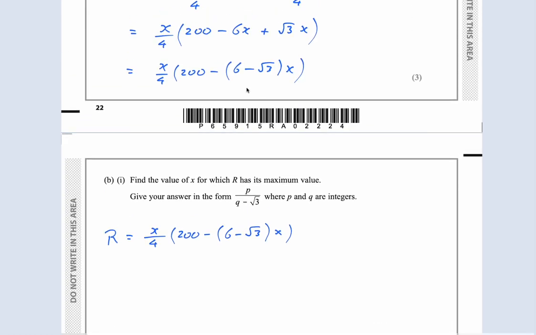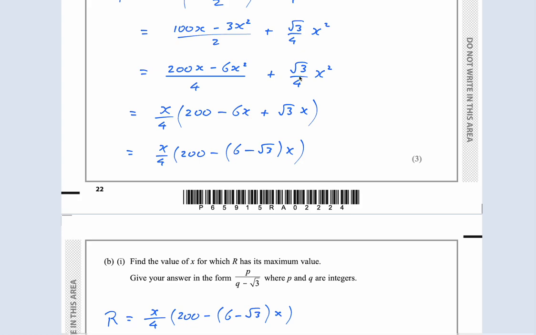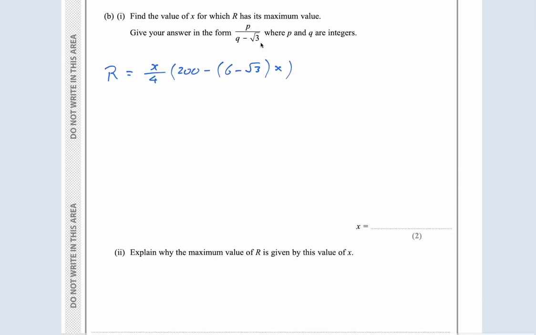Well, actually I almost prefer to go back to this. So to find where this has its maximum, because it's essentially a quadratic, I need to find this maximum point here. And I just need to find the value of x where that occurs. So to find that maximum, I need to differentiate, because the derivative will give me the maximum where the derivative equals 0. So I'm going to differentiate this. Maximum occurs when dR/dx equals 0. So how am I going to get dR/dx?